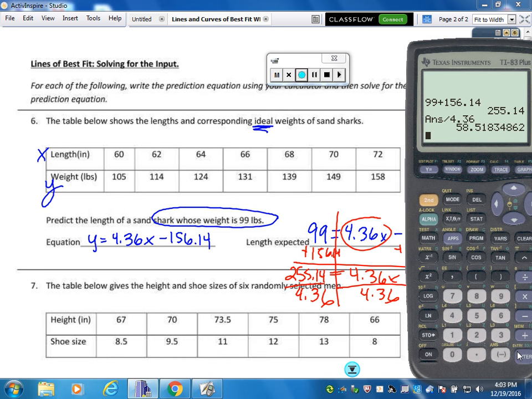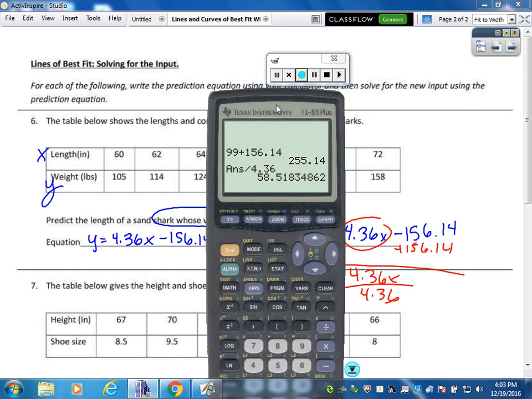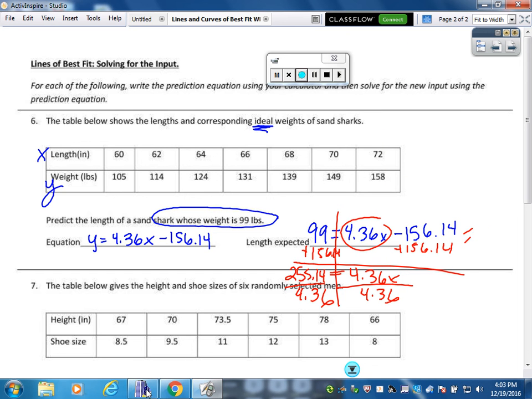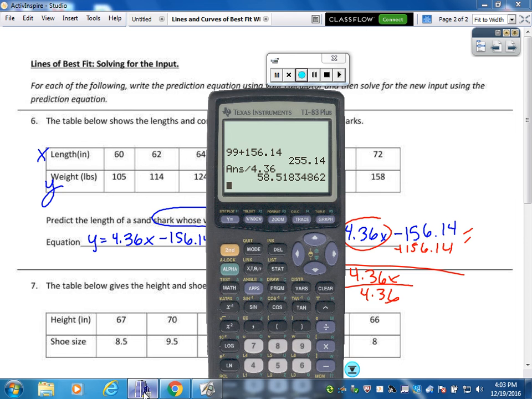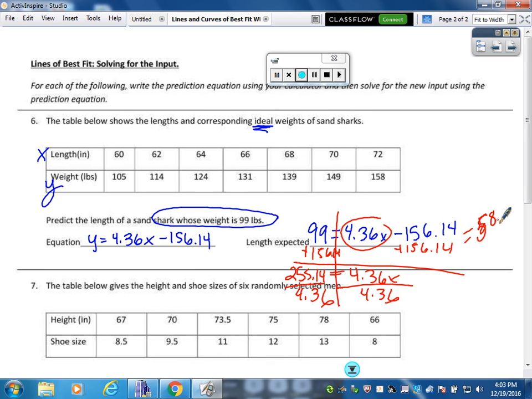And if it's not 58.5 inches long, then we know that shark is unhealthy. Or if it's bigger than that, then maybe it's a little over healthy, all right? So I already forgot what I put up there. What was it? 58.5. There we go. Third time's the charm. And because that was our x value, we know that is inches.